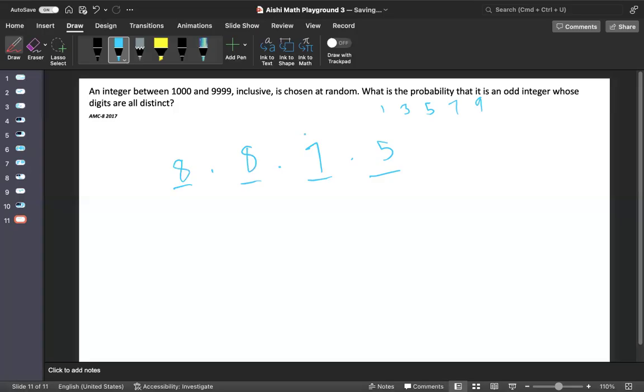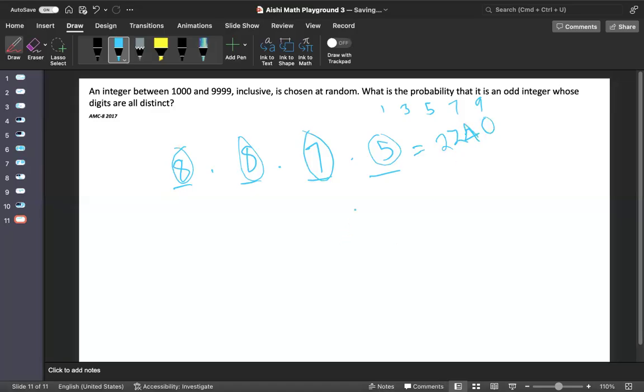So this gives us, we have to multiply, because for each of the 5 choices we have 7 options for the tens, and for each of those we have 8 options for the hundreds, and for all of those we have 8 options for the thousands digit. So this gives us a total of 2240.